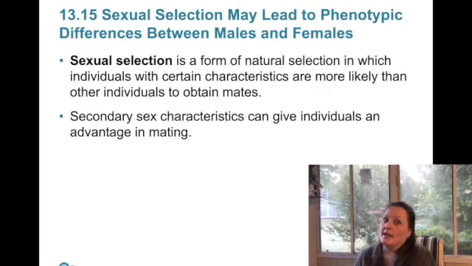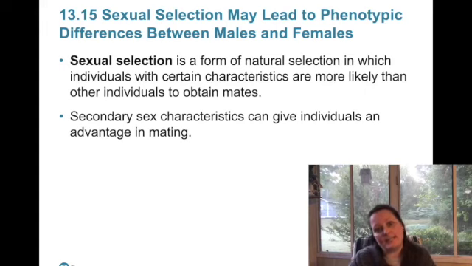Now, sexual selection. Sexual selection, form of natural selection, where individuals with certain characteristics are more likely than others to obtain mates. There's a bunch of things with this, and this one is so much more fun to talk about in class, but we'll just run with this. Secondary sex characteristics can give individuals an advantage in mating.